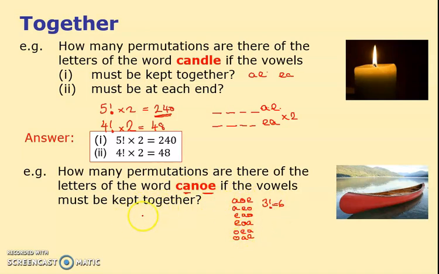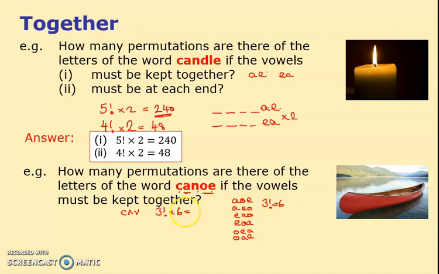Now they must be kept together, so we're going to treat them as one letter. So we've got a C, an N, and the vowels. The C, the N, and the vowels I'm going to write there. But you'll notice there's 3 of them, so it's 3 factorial. None of them are the same, but I do have to times by 6 because I've already worked out there are 6 ways of arranging the vowels once I put them together.